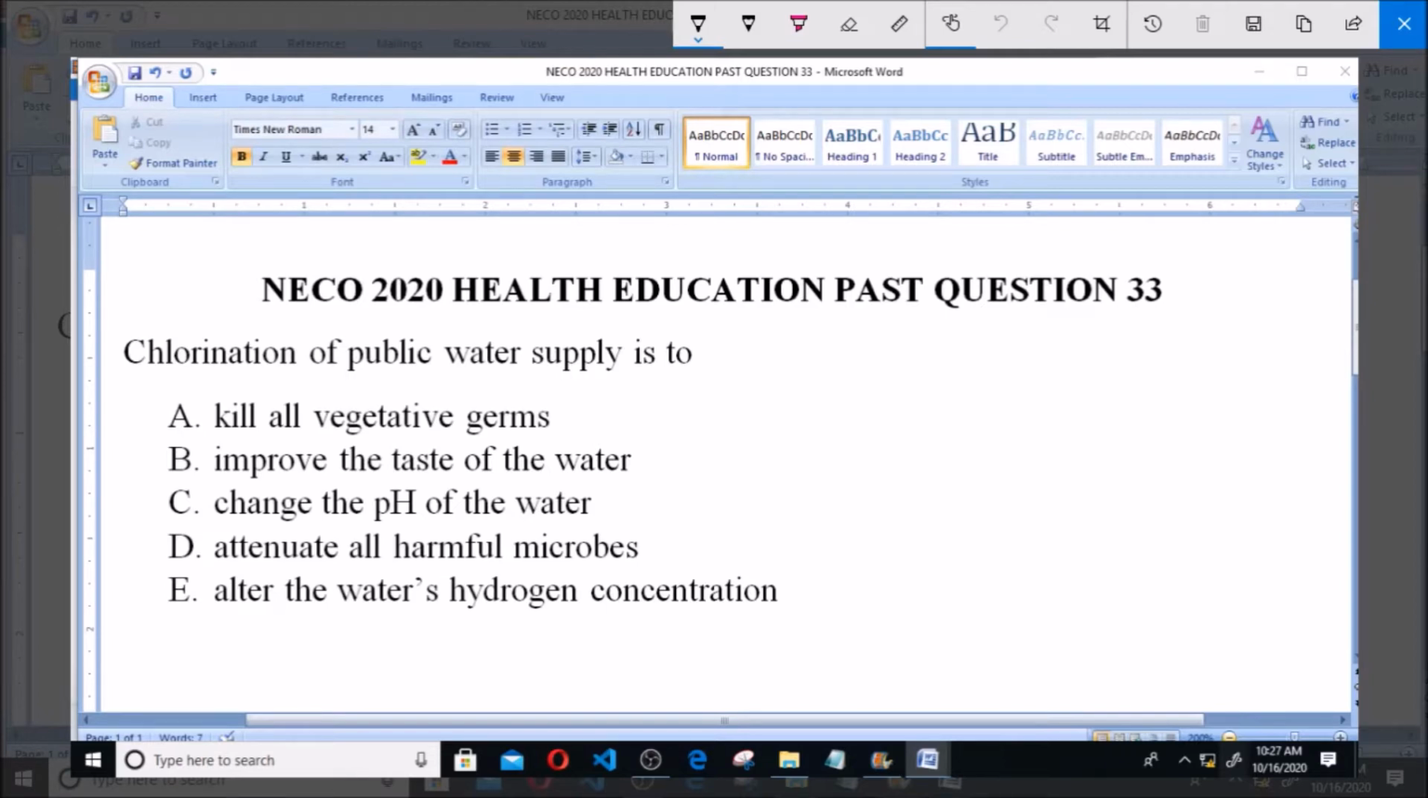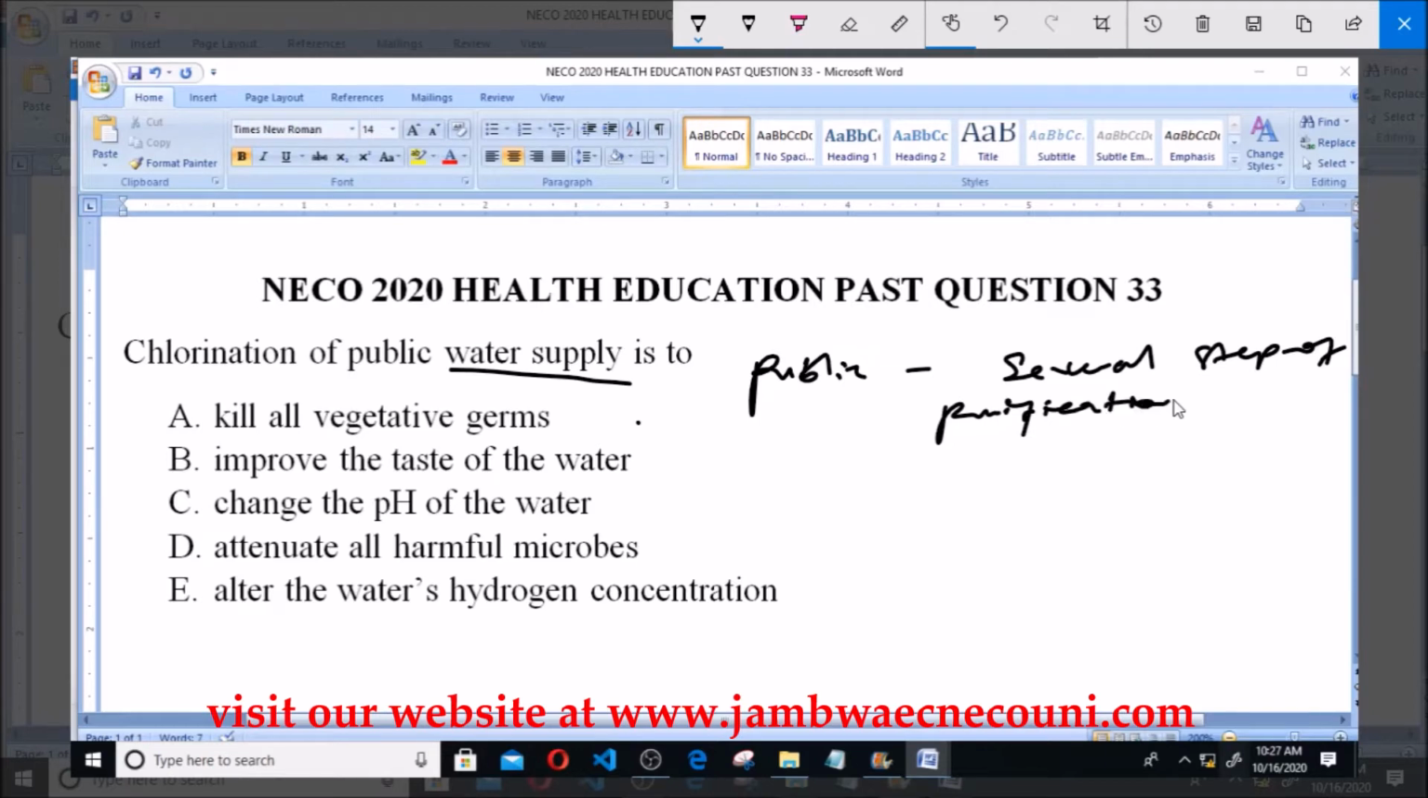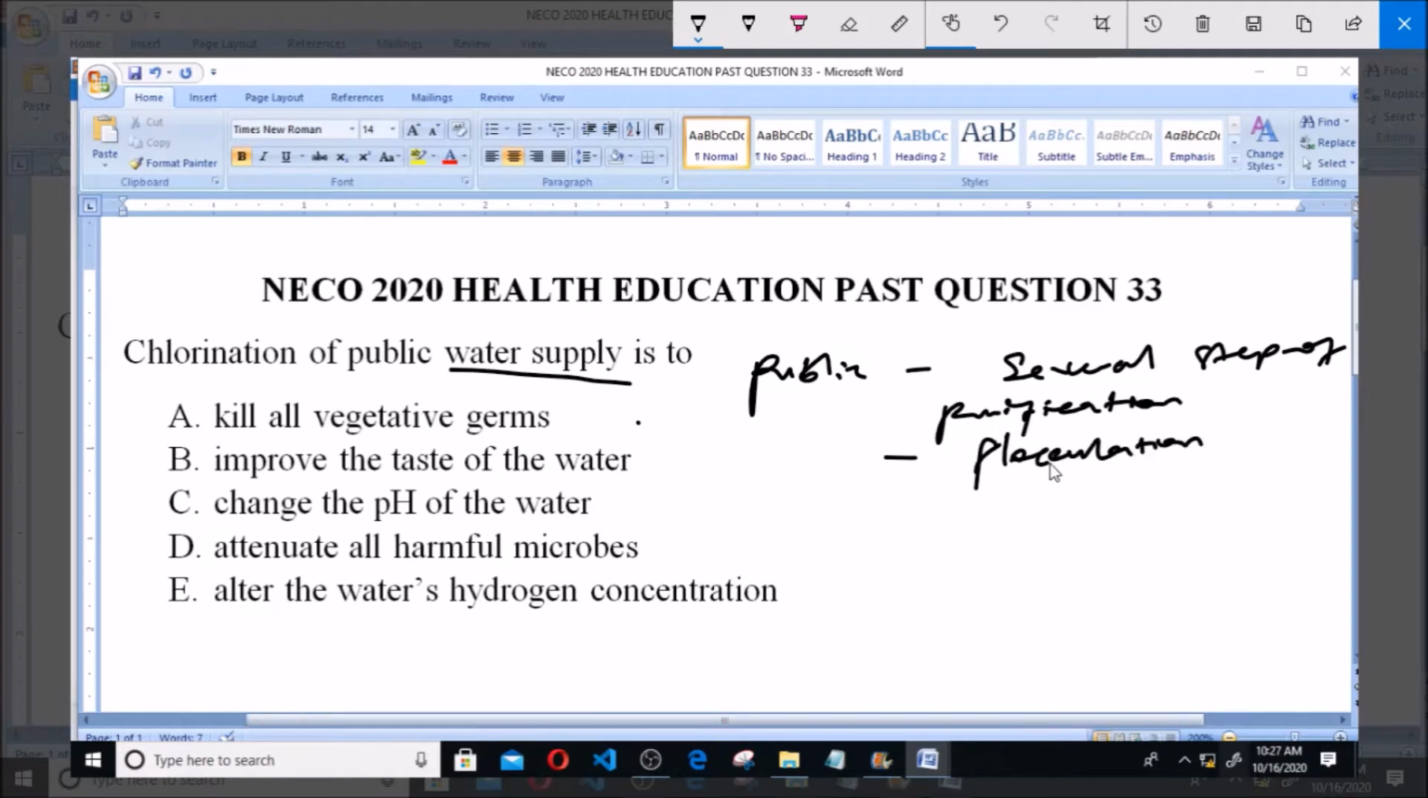Now, before water can be supplied to the public, it has to undergo several steps of purification. This involves flocculation or coagulation, whereby this water is passed through large settling tanks where chemicals like potash alum are placed in order to clump together big impurities, to remove them.